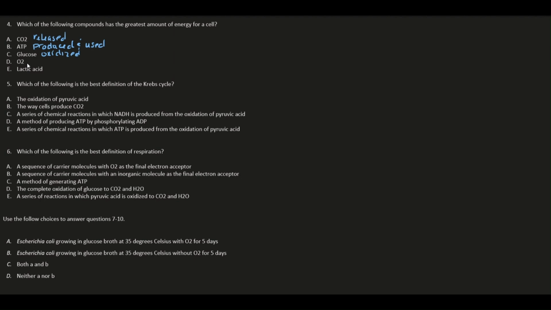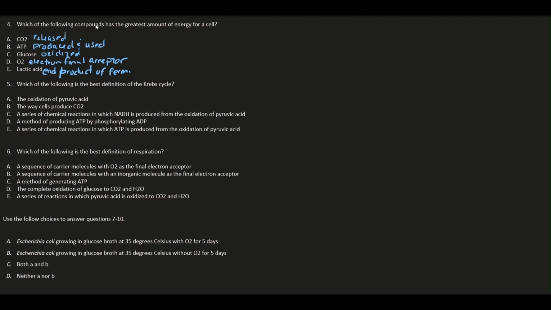D, the oxygen, the molecular oxygen. It's used as an electron acceptor, the final electron acceptor. And E, lactic acid. It is the end product of fermentation for some bacteria.